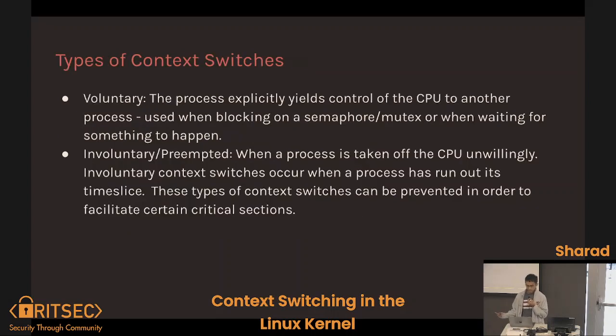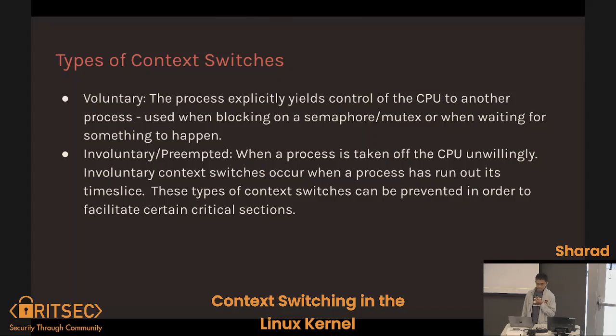So there's two types of context switches. The first type is a voluntary context switch. A voluntary context switch is when a process explicitly yields control of a CPU to another process. This is typically used when you're blocking. So let's say you're waiting for something to happen, then you essentially just yield control of the CPU to some other process because there's no point in busy looping.